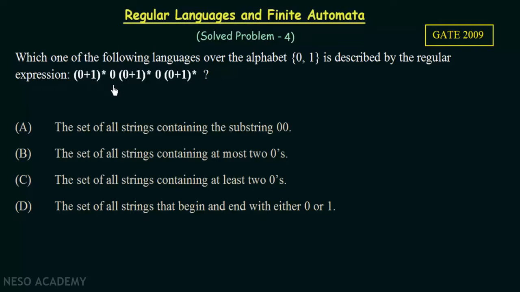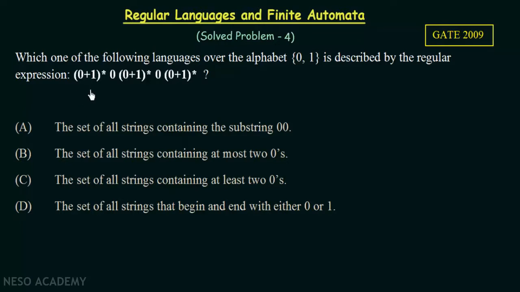Then we have another 0 here. So this 0 has to be there. It does not have any plus symbol or closure symbol, so this 0 will be there. And then again we have (0+1)*, which is similar to this. That means 0 or 1, which can be any number of it or none of it. And then again we have another 0 here without any plus or closure symbol, which means that this 0 has to be there for sure. And then we again have (0+1)*, which is the same as the first two that we have discussed. That means any number of zeros or 1s or none of it.